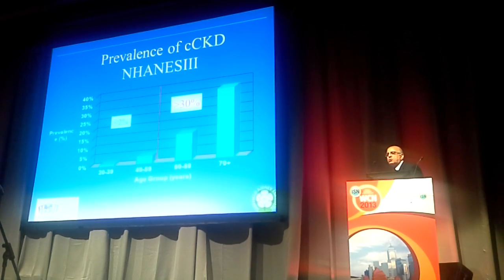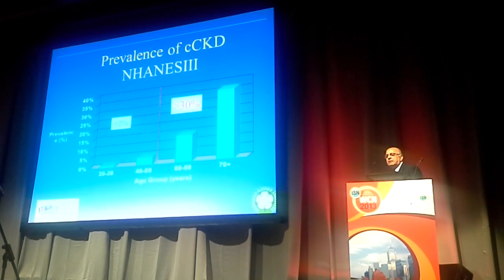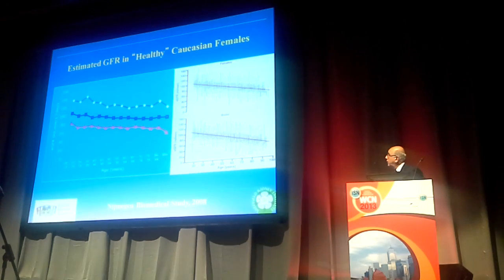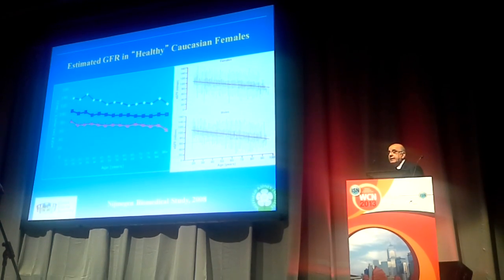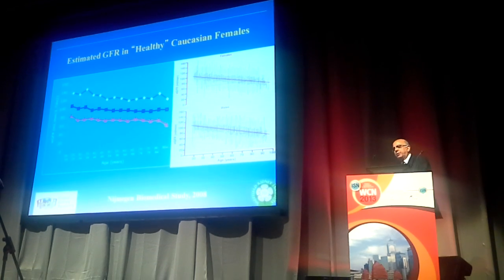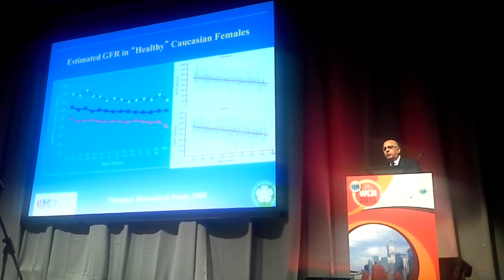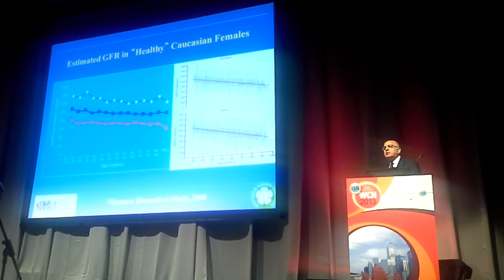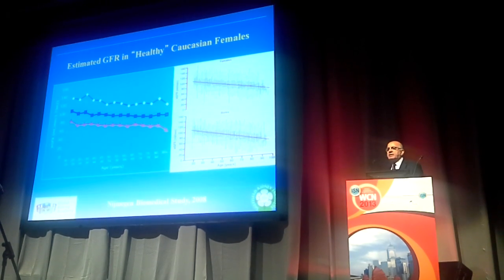So as we age, we develop CKD, or as we age, we have a decline in kidney function. I won't get into the argument whether it's physiological or pathological. The fact of the matter is the majority of us will lose around 0.7 to 1 mL per minute per year after the age of 50 in terms of GFR.